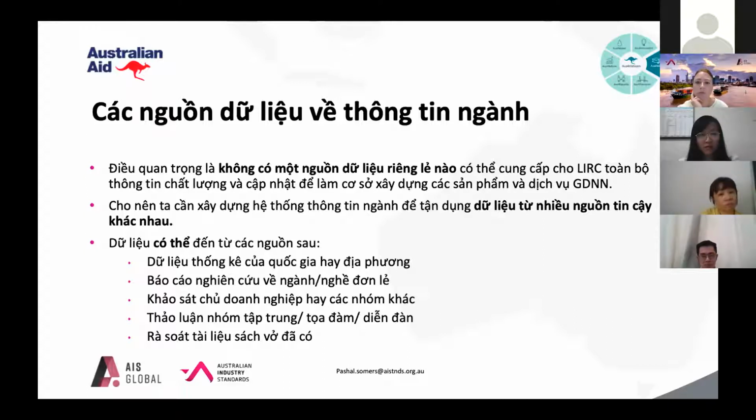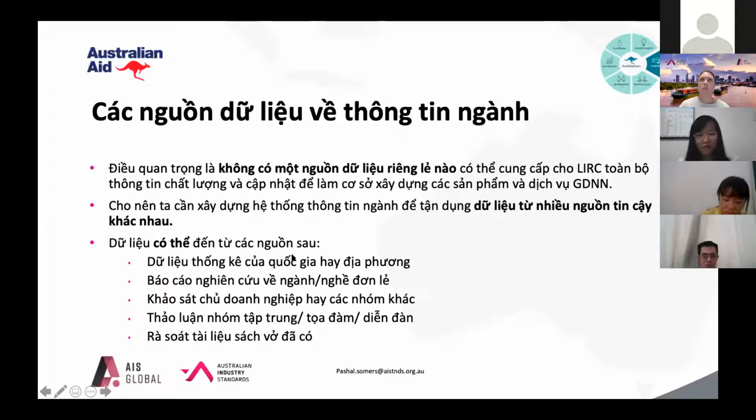The key point is we're not reliant on one single source of information, and we can't be. We really can't be. This is dangerous. It really does potentially skew our perspective. So there's no single data source that we can draw upon that's going to give us all the information we need. We must use data from a range of credible sources.